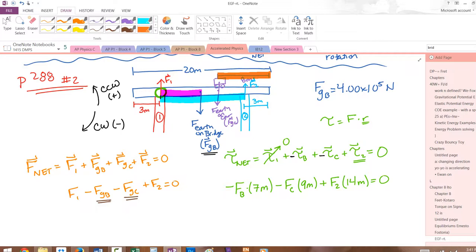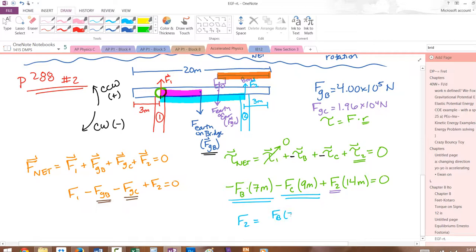Now, I'm going to go ahead and plug in those numbers. I just forgot to write this down before. Fg sub c, looking back at the problem, is 1.96 times 10 to the 4th newtons. Okay? And from this then, I know everything except F2, which means I should be able to solve for it. So let's do it. I can move these 2 over to the other side. So I have F2 is equal to FB times 7 plus FC times 9 divided by 14. And that will give me the force on 2. So I'm going to go ahead and try that. You plug it into your calculators as well. We'll compare answers in just a moment.